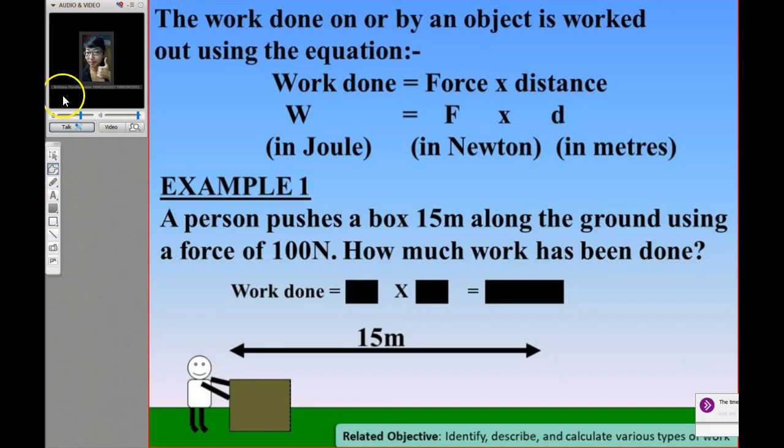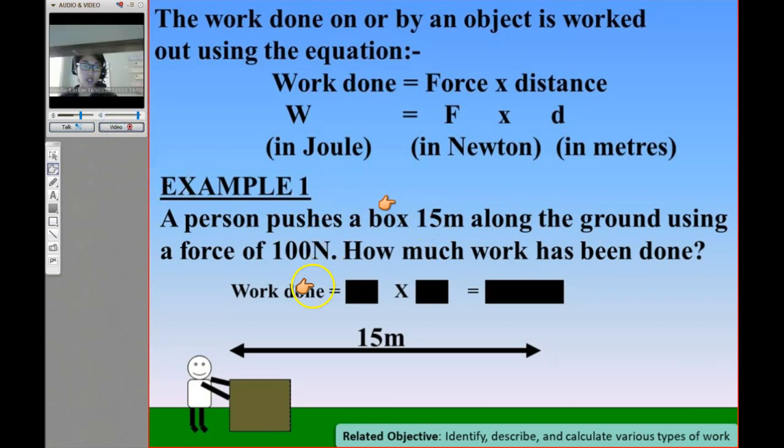Awesome. Moving on. All right, so that being said, the work done on or by an object is worked out using the equation work equals force times distance. We're going to learn that the units for work are joules. Force, we already know the units are newtons, and distance, the units are meters. Okay, so let's go ahead and do an example. A person pushes a box 15 meters along the ground using a force of 100 newtons. How much work has been done?